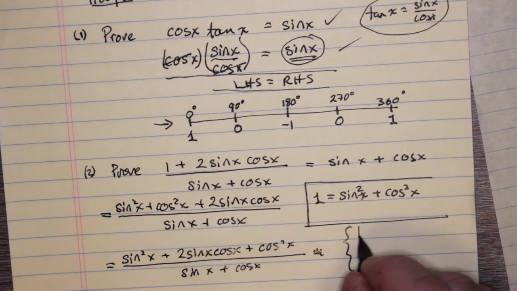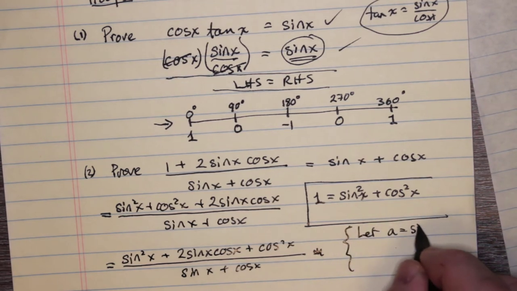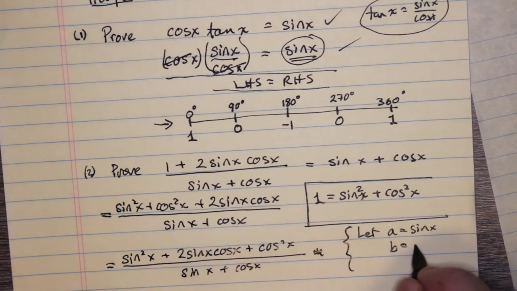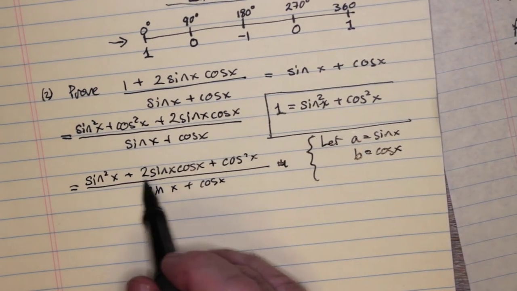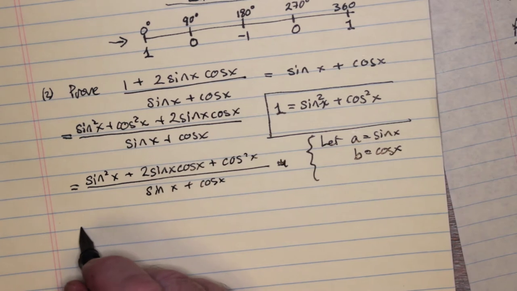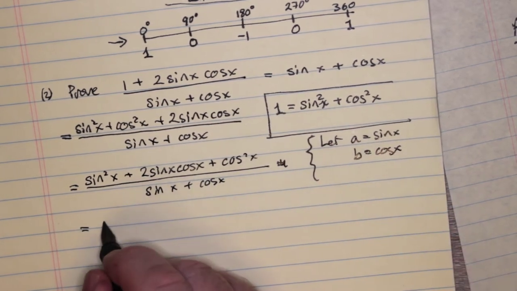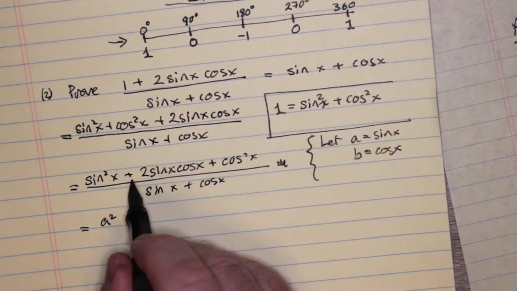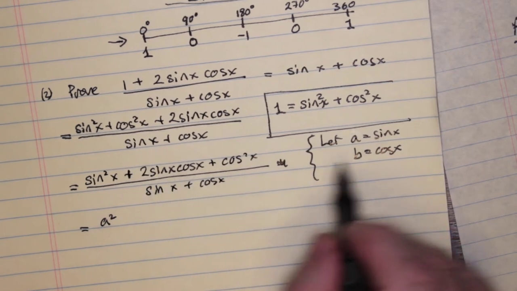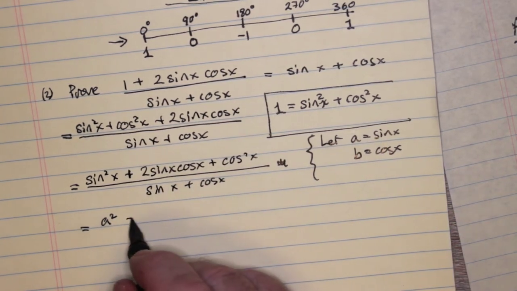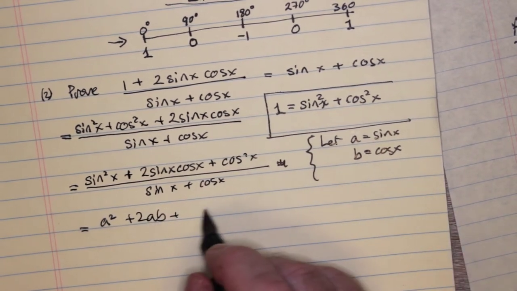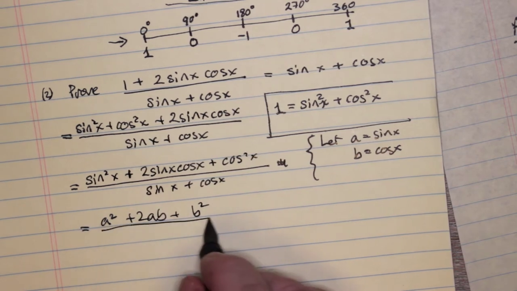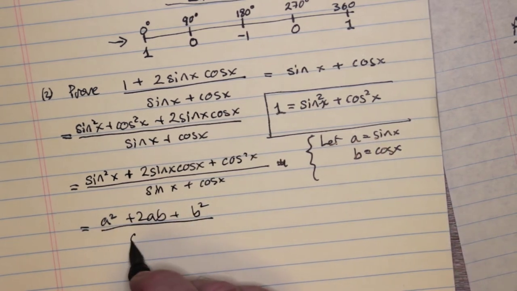Let A equal sine x. Let B equal cos x. Just so you can see things a little easier, let's replace these with A's and B's. A is sine x, so we have A squared plus 2ab plus cos squared x, that's b squared, over a plus b.